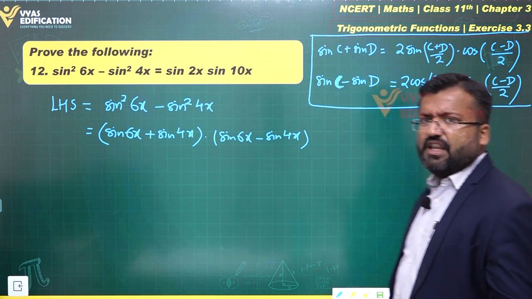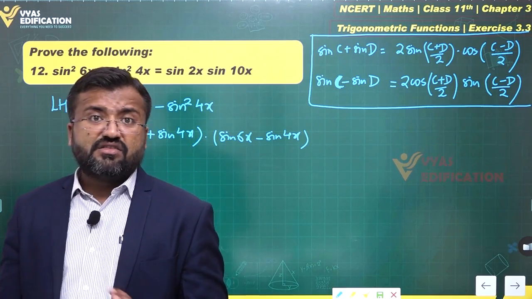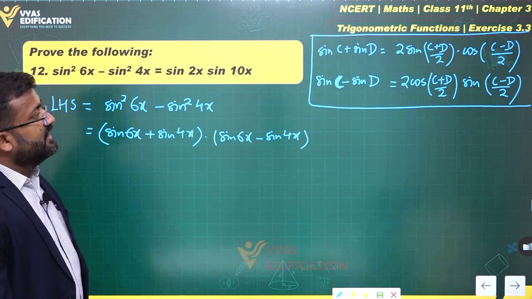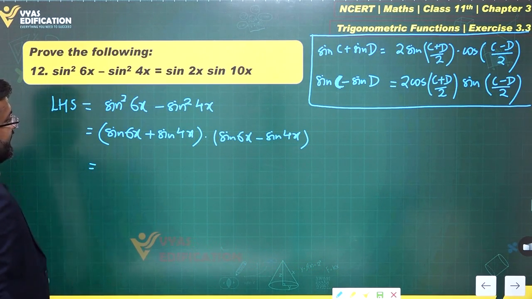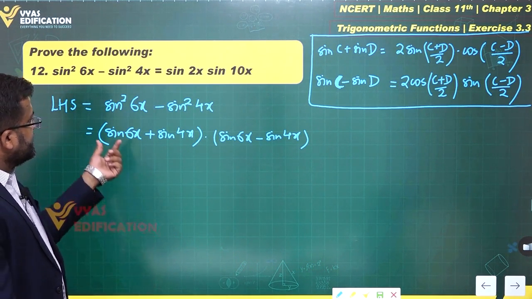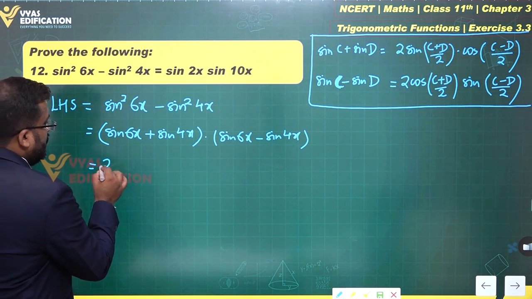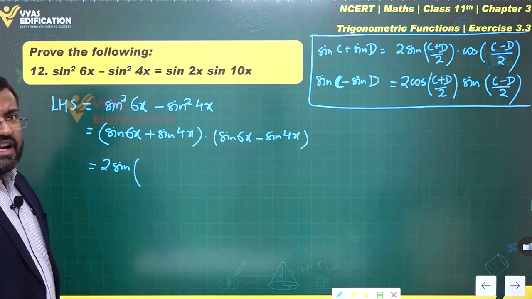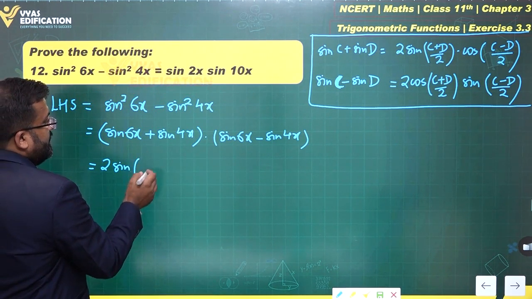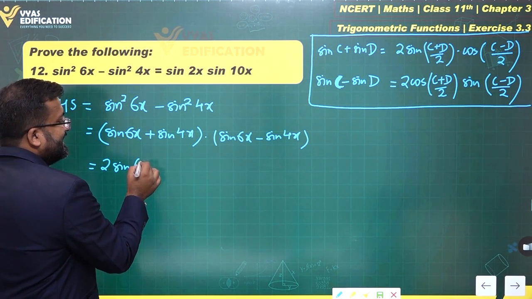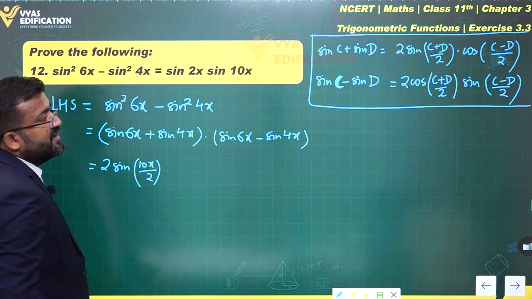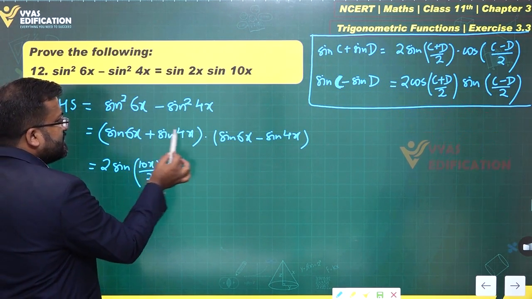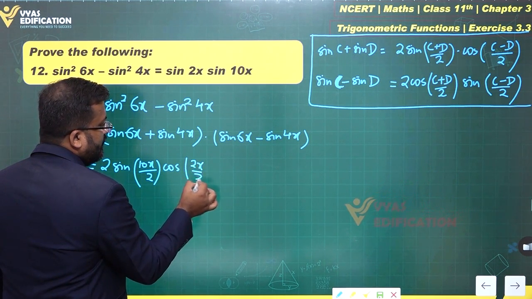Now these are properly given in the NCERT, right? You should be aware of these. These are very useful identities: conversion of sum or difference in terms of product. So let's simplify this further. What do we have over here? Sine C plus sine D, which can be done as 2 sine C plus D by 2. C plus D by 2 will be 6x plus 4x by 2, which is 10x by 2. Cos of C minus D by 2. Now what is C minus D? 6x minus 4x, which is 2x by 2.